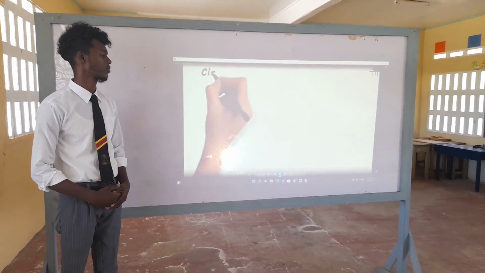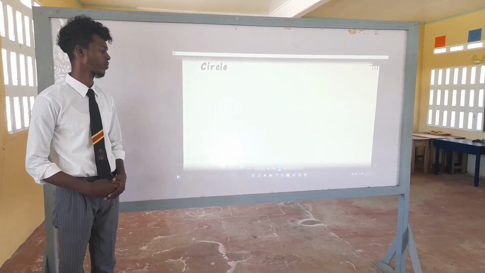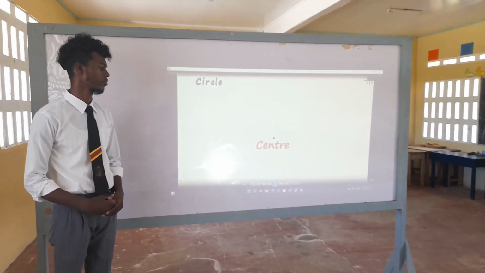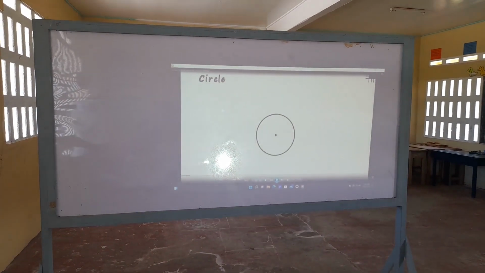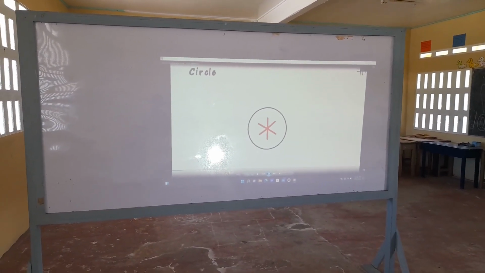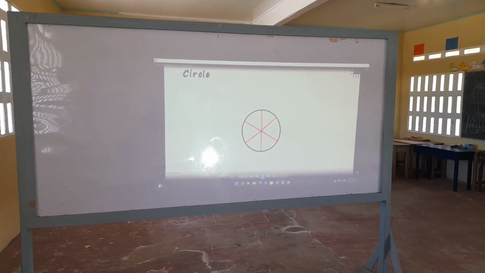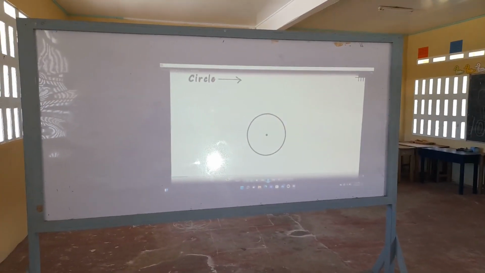How do we define a circle? Previously, we had seen what a center is. We had also seen a circle is made up of points which are all equidistant from the center. So let's try to form the definition of a circle.